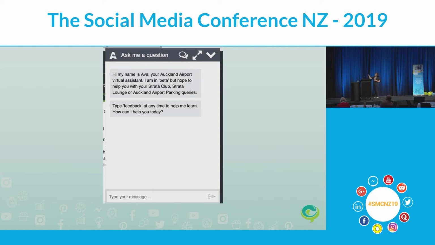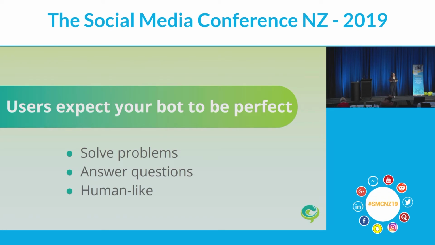This is the reason why. Auckland Airport has its own virtual assistant or chatbot called Ava. You will see this time and time again: it sets an expectation, saying, look, I'm in beta, I'm still learning, I'm not perfect. Because it isn't. We want to set the expectation for the users, the human beings, that I'm a bot, but I'm not perfect. Human beings are still up in that chain. Unfortunately, users expect your bot to be perfect.